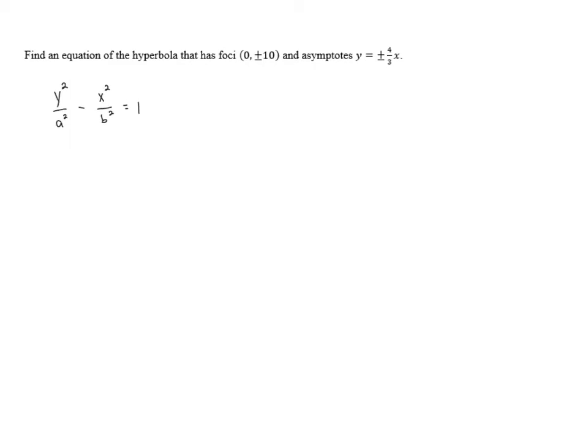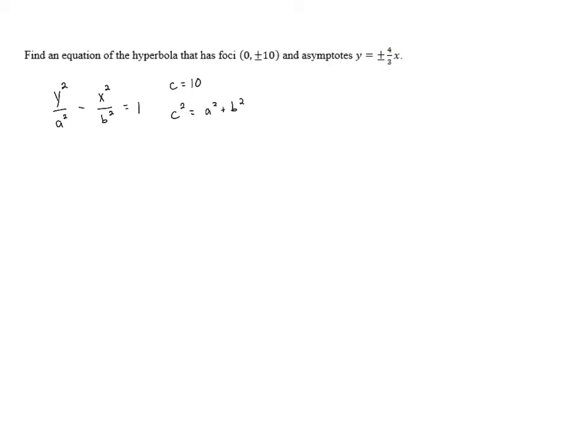Now we're not given the vertices like the last problems, so we don't know the value of a yet. We are given the foci are (0, ±10), so that tells us the value of c equals 10. However, the relationship between a, b, and c is c squared equals a squared plus b squared, and we only have one of the variables, so figuring out the other two is going to require a little bit more information. Luckily, we know something about the asymptotes.